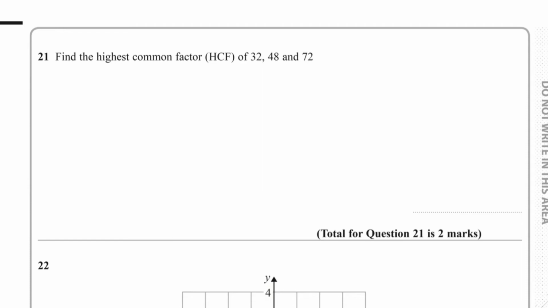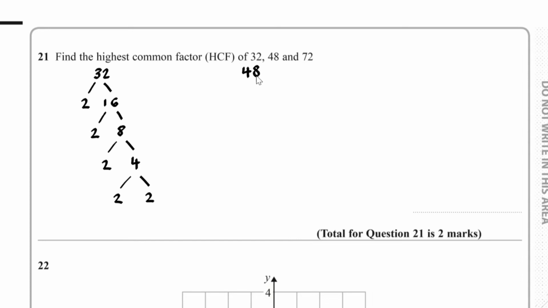Question number 21. We have to find the highest common factor of 32, 48 and 72. Well, let's create factor trees for each of these numbers. For 32, 2 times by 16 is 32, 16 is the same as 2 times by 8, and 8 is the same as 2 times by 4, and 4 is the same as 2 times by 2. So 32 is the same as 2 times 2 times 2 times 2 times 2.